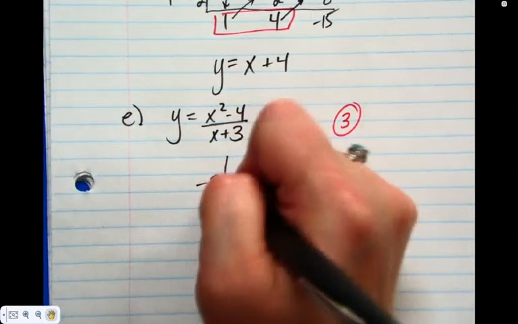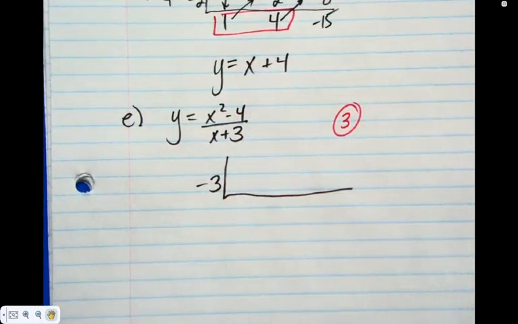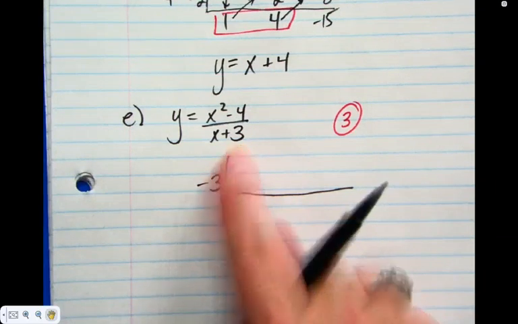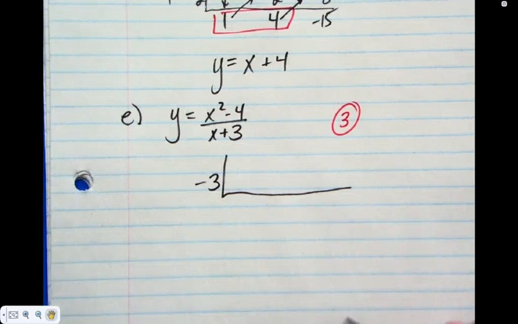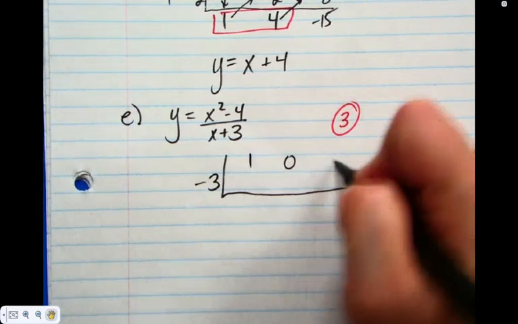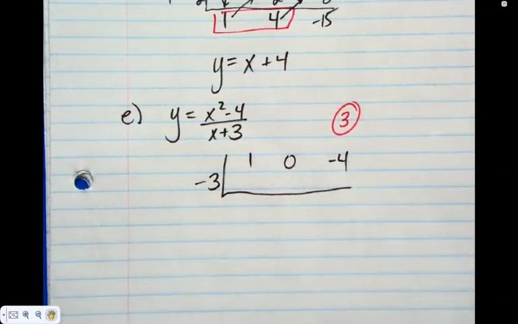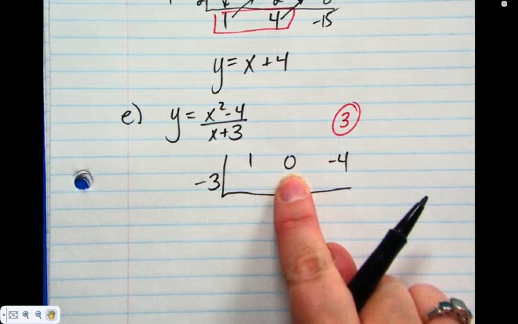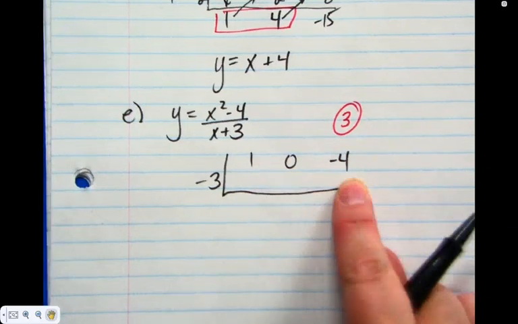I heard someone say negative 3 on the outside. Why? Where does that come from? X plus 3 equals 0. X equals negative 3. Offer of 1, 0, negative 4. Where did those come from? So the x squared, why a 0? Because there's no x's and then the constant.